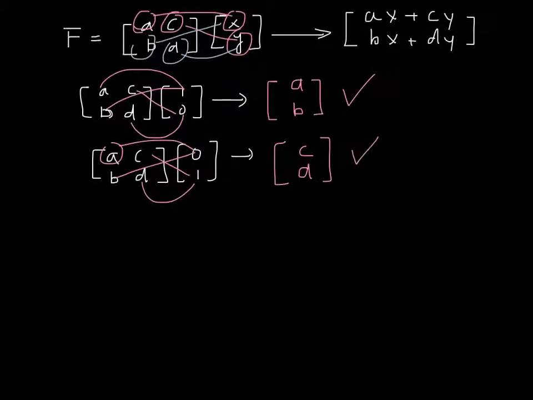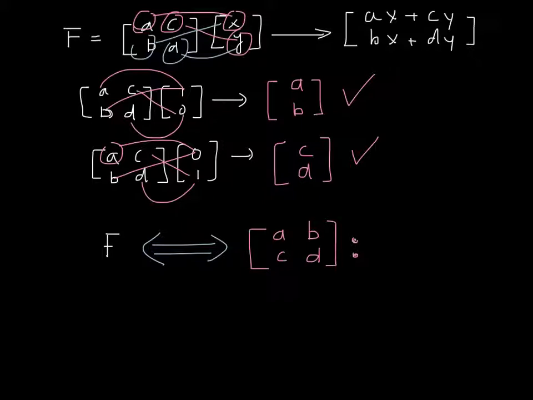And so we can represent f to be the same as the matrix a, b, c, d as a mapping or a function from R2 to R2. The rest of the stuff in class, the rest is in the book.